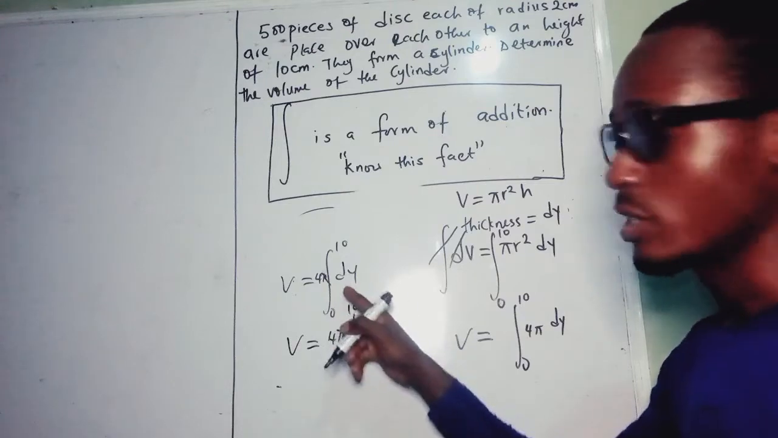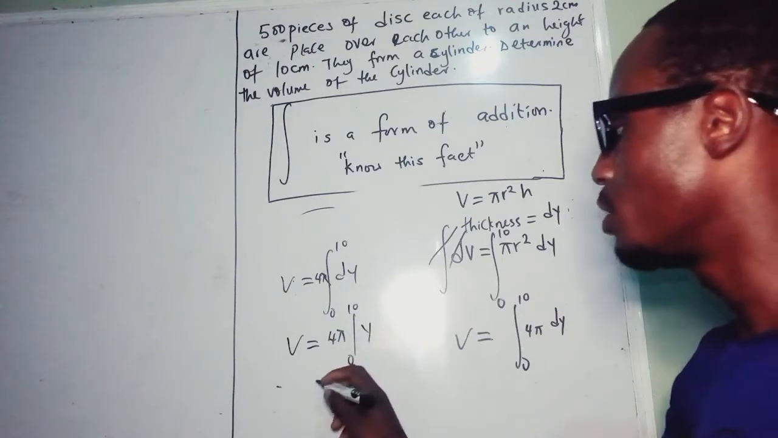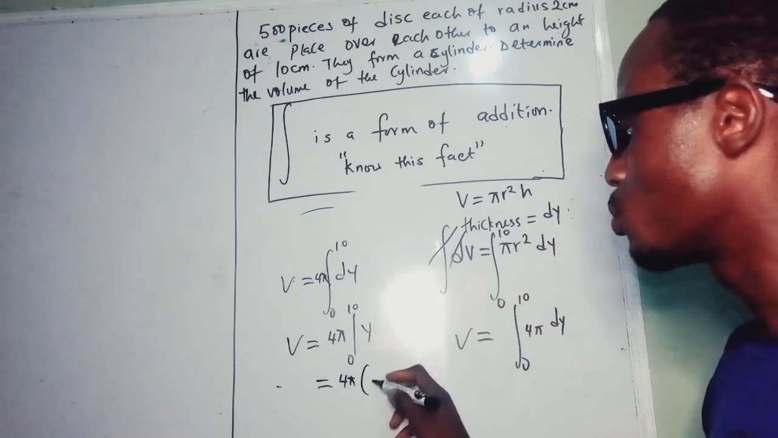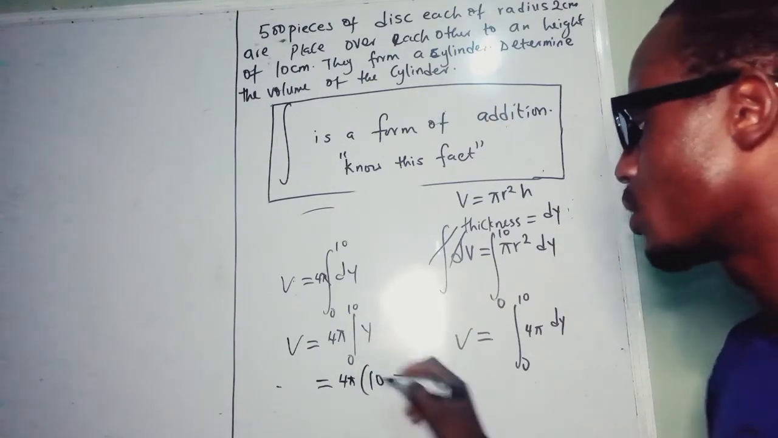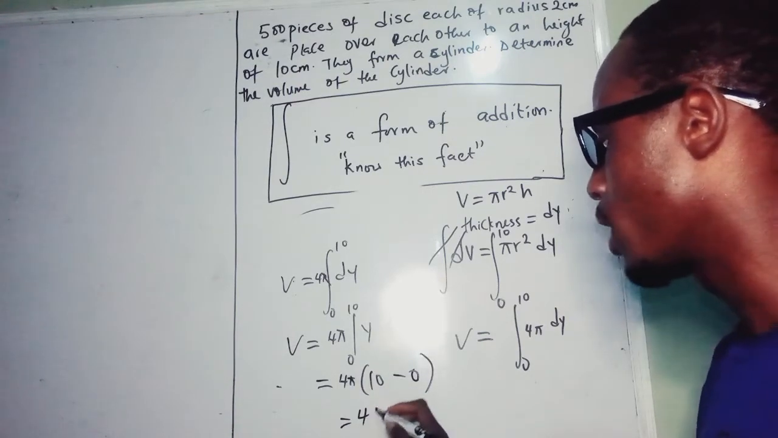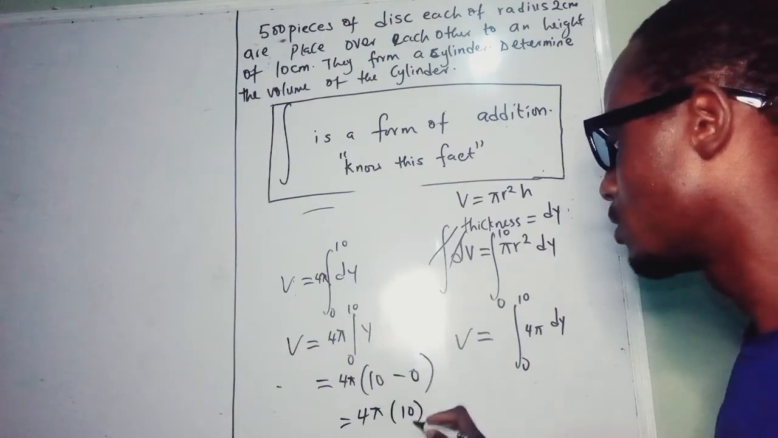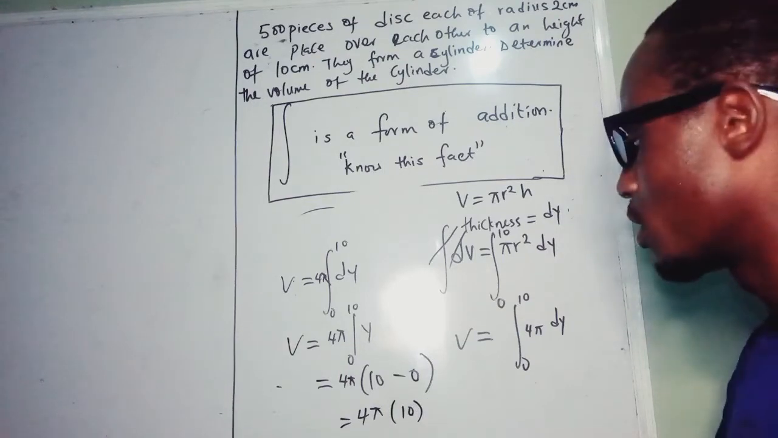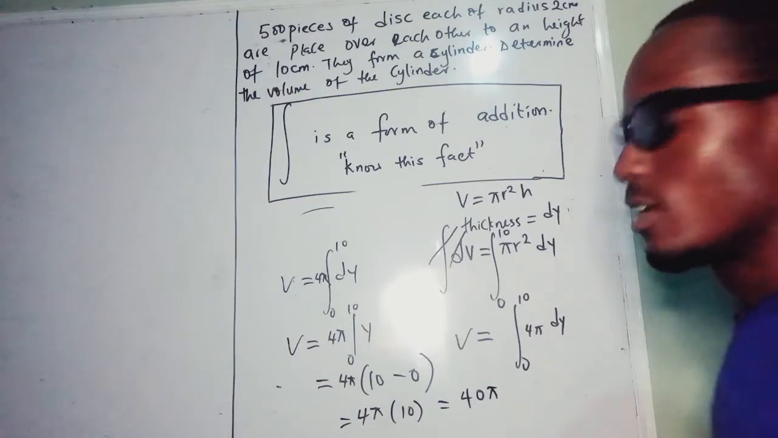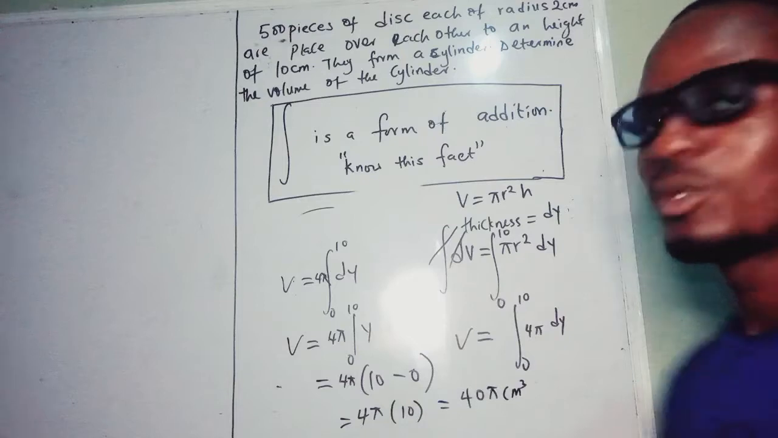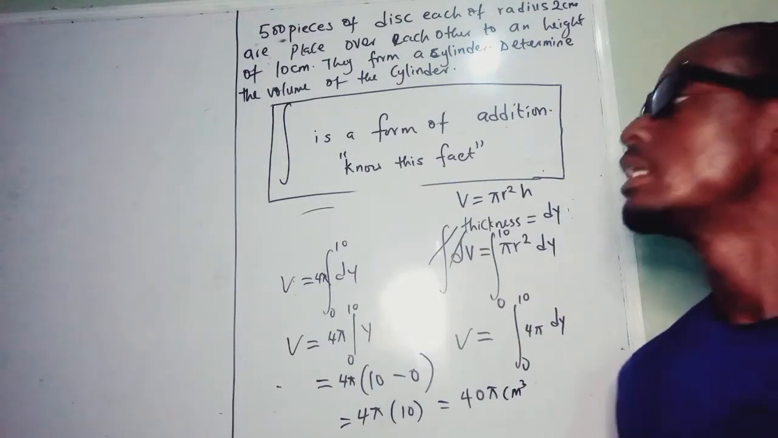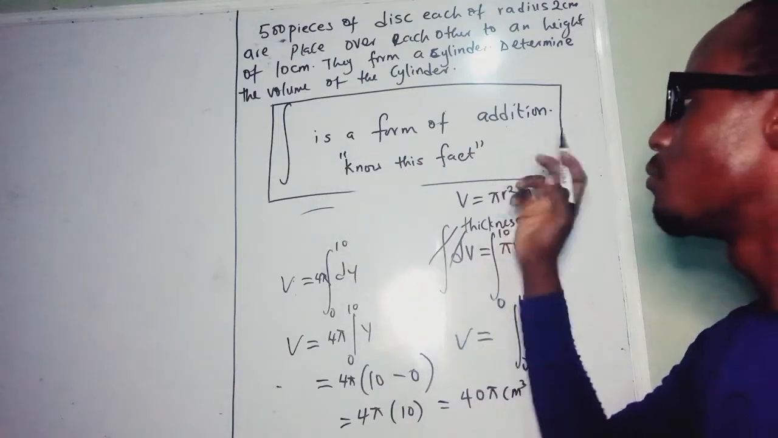Let's substitute the limit. I'll have 4 pi into bracket 10 times y, which is 10, and 0 times y, which is 0. By subtracting, I have 4 pi multiplied by 10, which is 40 pi centimeter cube. Therefore, do you agree with the saying that integral is a form of addition?